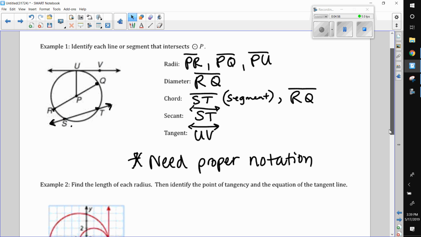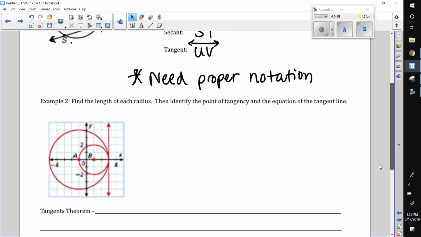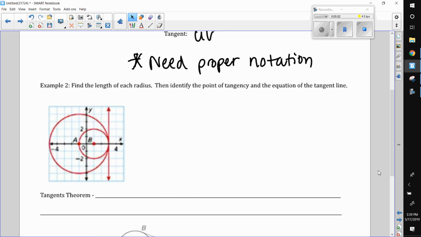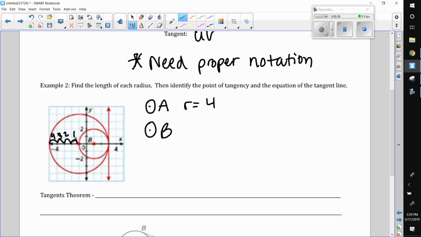In the second example, we're looking for the length of each radius, the point of tangency, and then the tangent line. So I see that circle A has a radius of 4, and I'm just counting 1, 2, 3, 4 out from here. I know from my equations of circles that my radius is just going to go out in every direction. In B, I'm doing the same thing, 1, 2. See that my radius is 2. I see they're touching. These two are internally tangent.